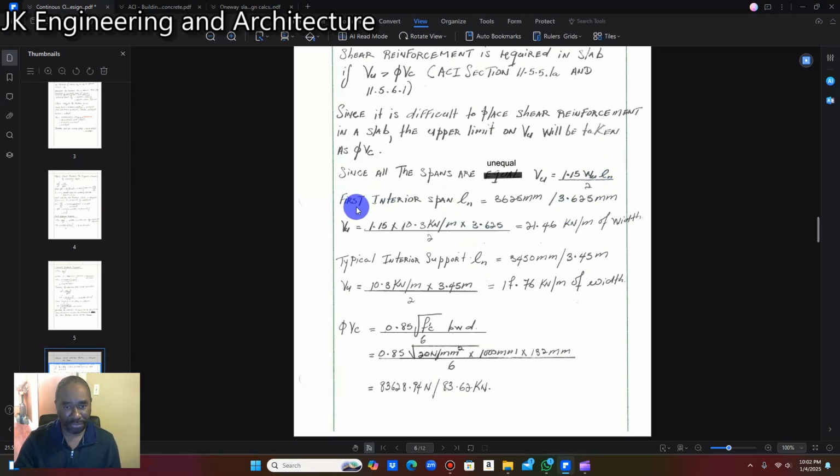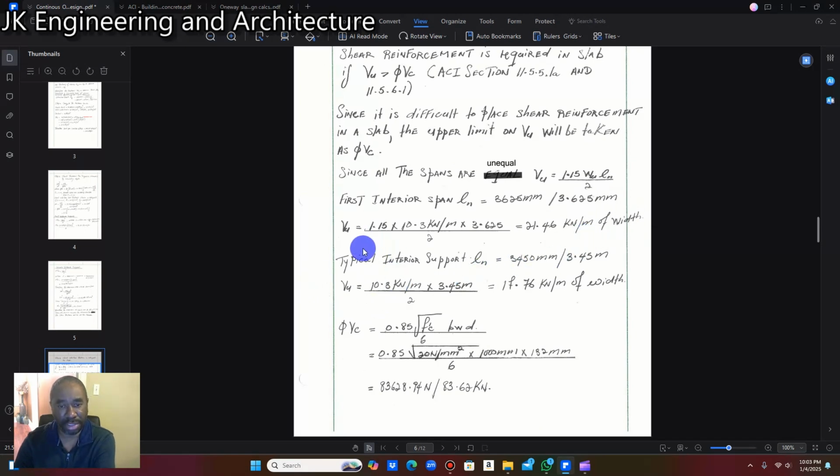So for our first interior, the span length is 3,625 millimeter or 3.6 meter. I've shown you where that comes from already. So we're going to work out our ultimate shear here to be 1.15 times 10.3 kilonewtons per meter times the length, which is 3.625 divided by 2, and then we are getting a shear of 21.46 kilonewton per meter of width.